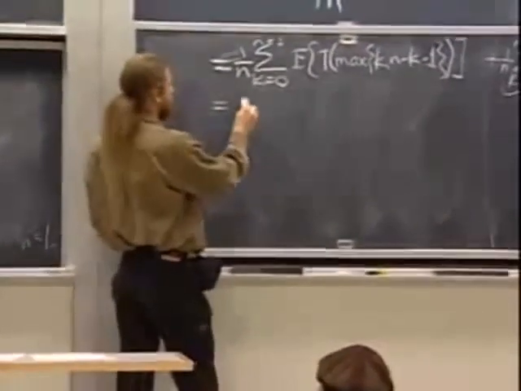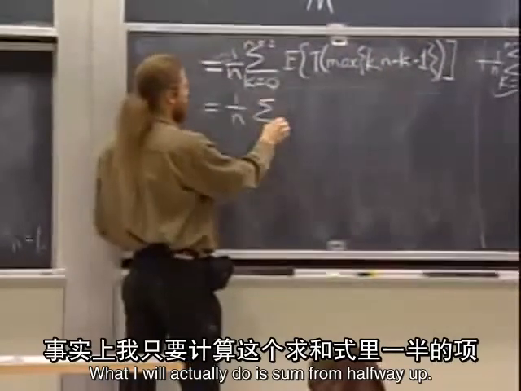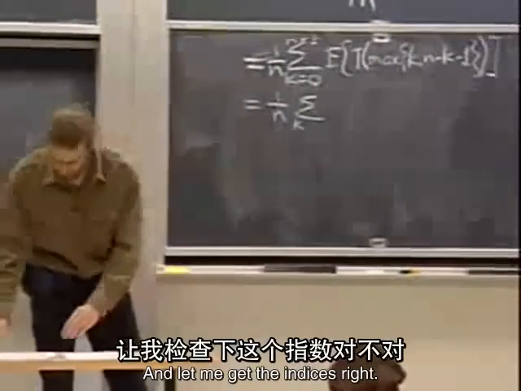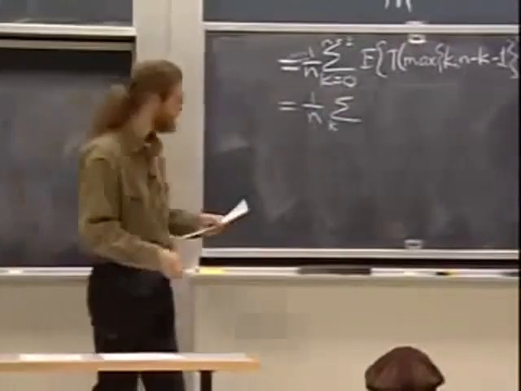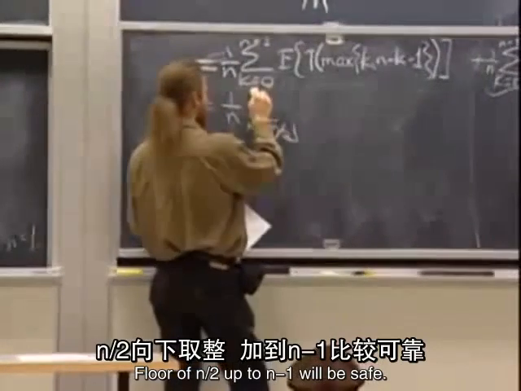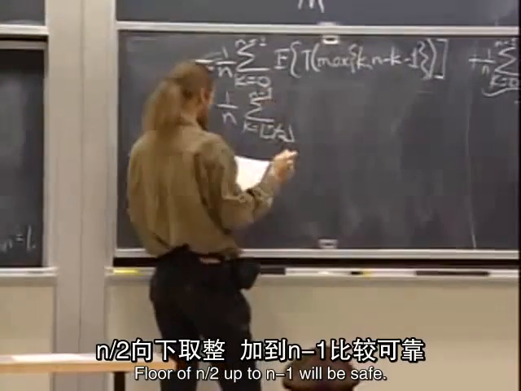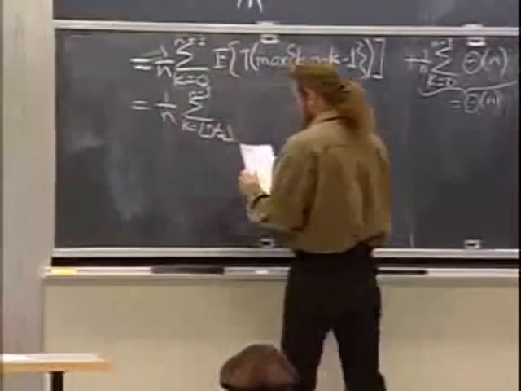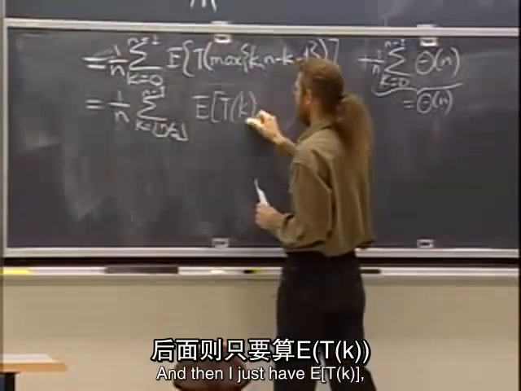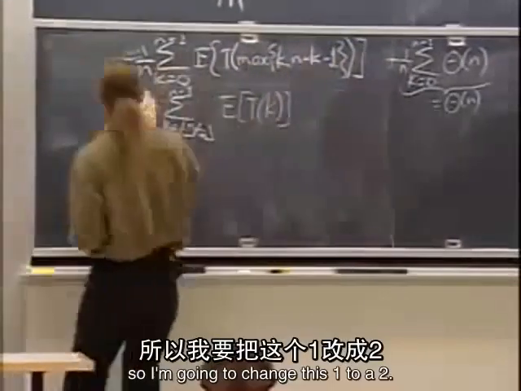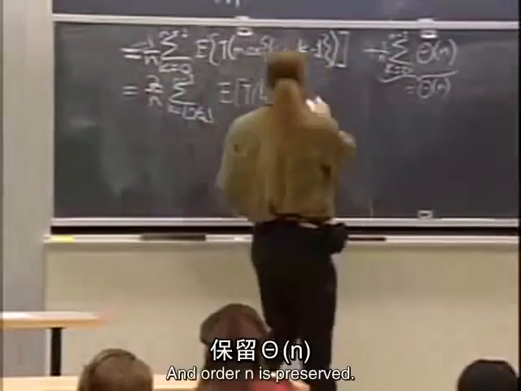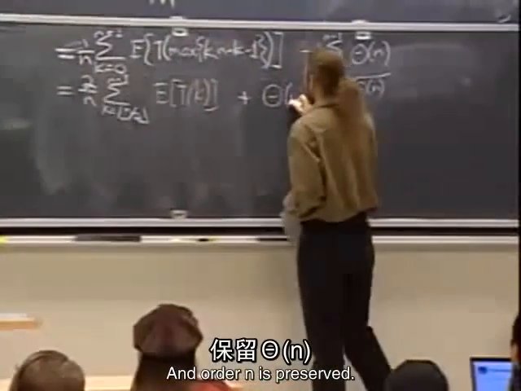So what I'll actually do is sum from halfway up. So that's a little bit cleaner. And let me get the indices right. Floor of n over 2 up to n minus 1 will be safe. And then I just have E of T of k, except I forgot to multiply by 2. So I'm going to change this one to a 2. Okay, and the order n is preserved.